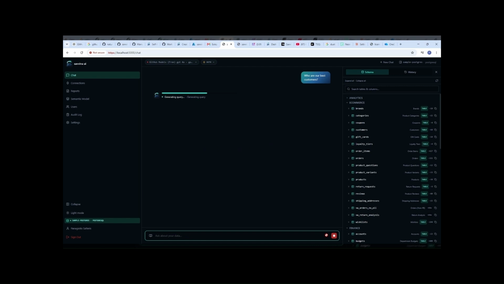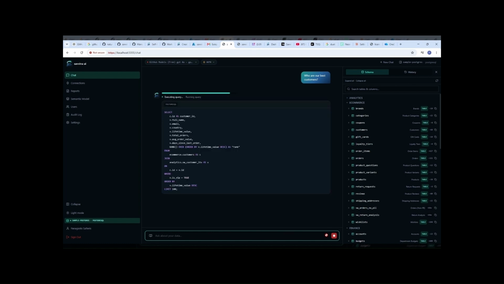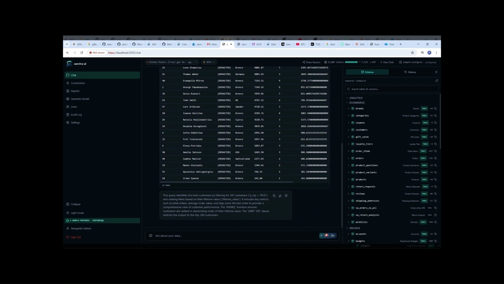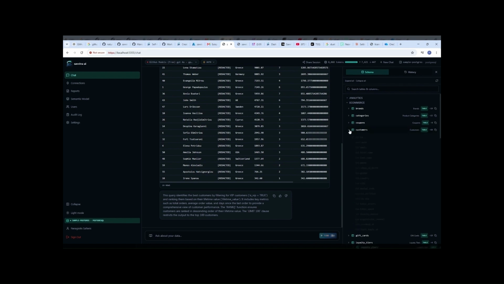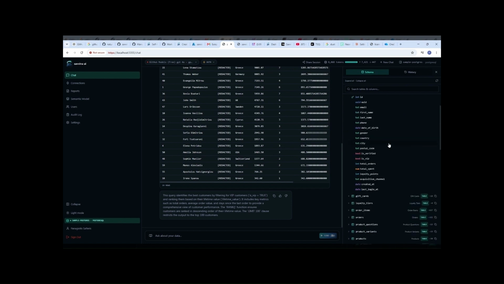Sounds straightforward, right? But best customers based on what: total revenue, number of orders, loyalty points, VIP status, recent purchases? Our customer table already contains total spend, loyalty points, VIP status, recent purchases, and maybe other attributes. Maybe the answer is already there. Or maybe we need to calculate revenue from the orders table. Or perhaps finance has the official numbers. The AI first needs to understand what best means. That's a business problem, not an SQL problem.